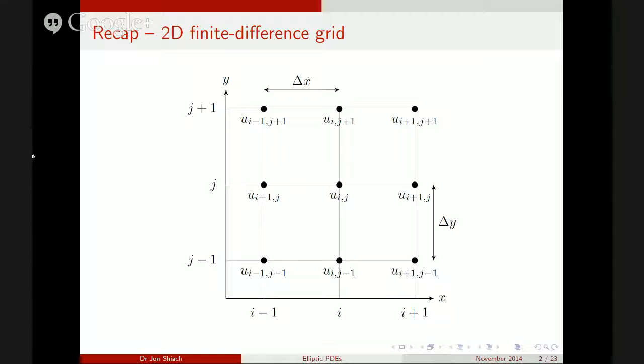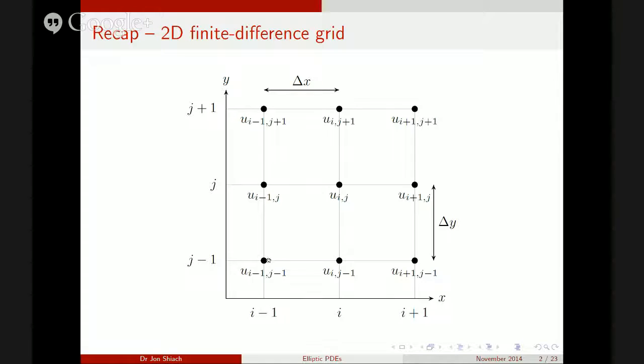Okay, a couple of things to note. The spacing in the x direction is denoted by delta x, and the spacing in the y direction is denoted by delta y. Delta x and delta y don't have to be the same. Sometimes they are, to make calculations easier, but they don't have to be the same. In lab sheet 3, if you've started that, delta x and delta y are different. But for the examples I've got in the notes, delta x is the same as delta y.